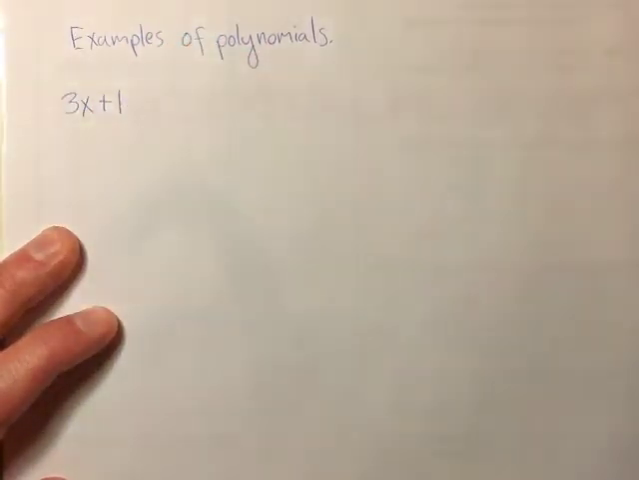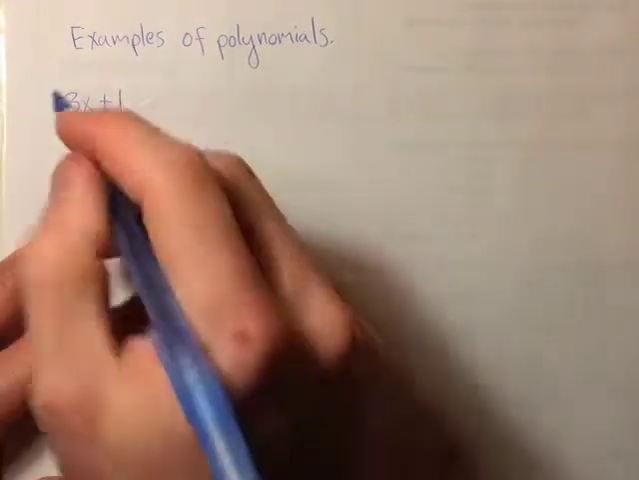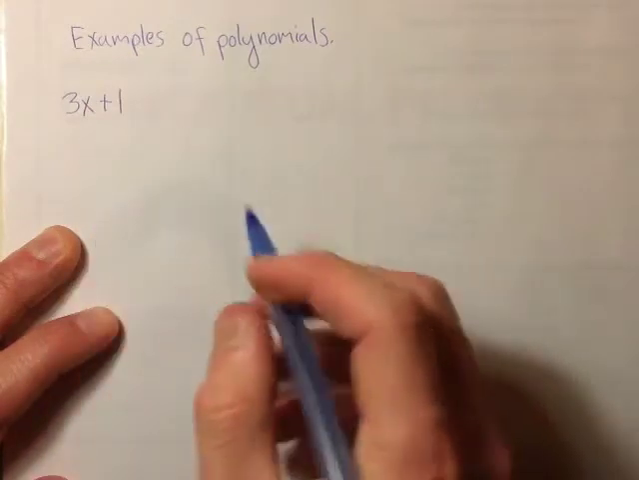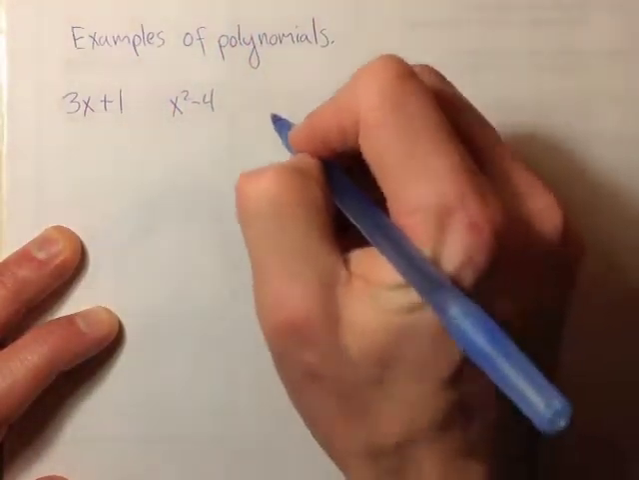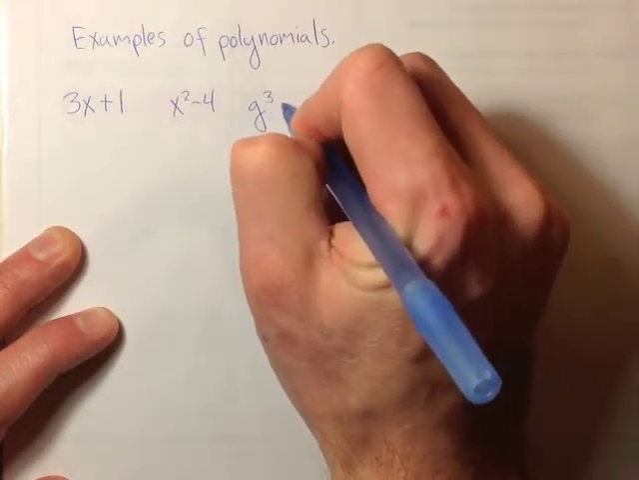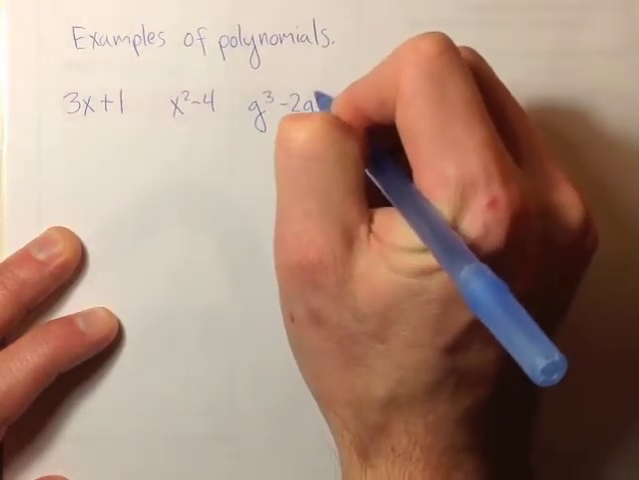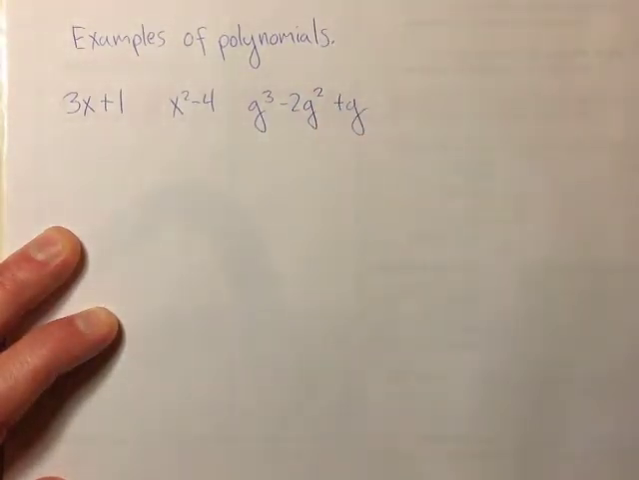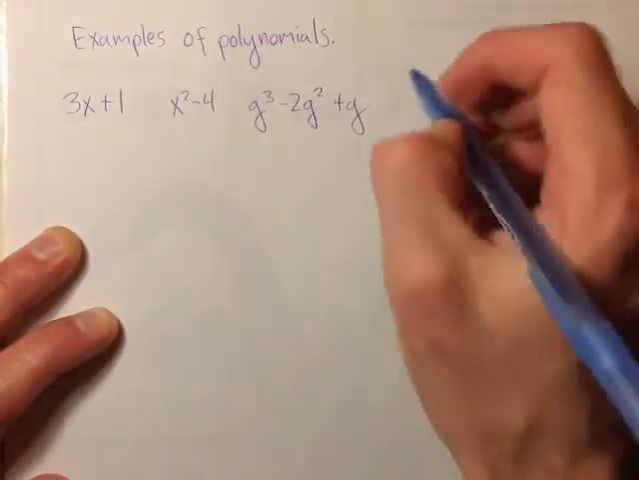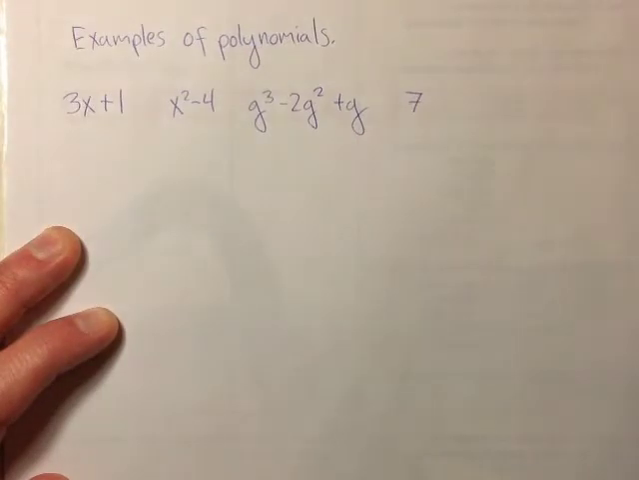3x plus 1. That's a polynomial. That's also a linear function if it was equal to y, for example. You've seen that before. x squared minus 4. That's a polynomial. g cubed minus 2 times g squared plus g. That's another polynomial. And of course, I don't need to tell you this, but you should be writing down everything that I write down in this video. 7. That's a polynomial.